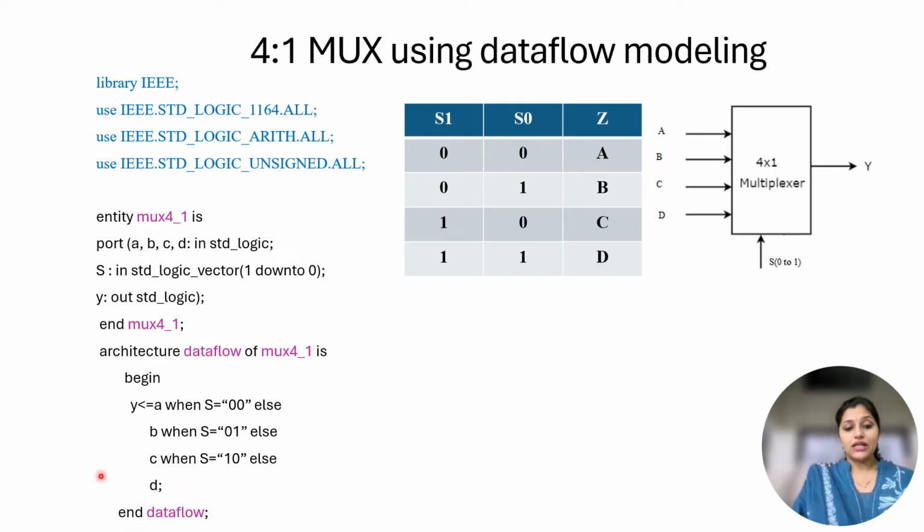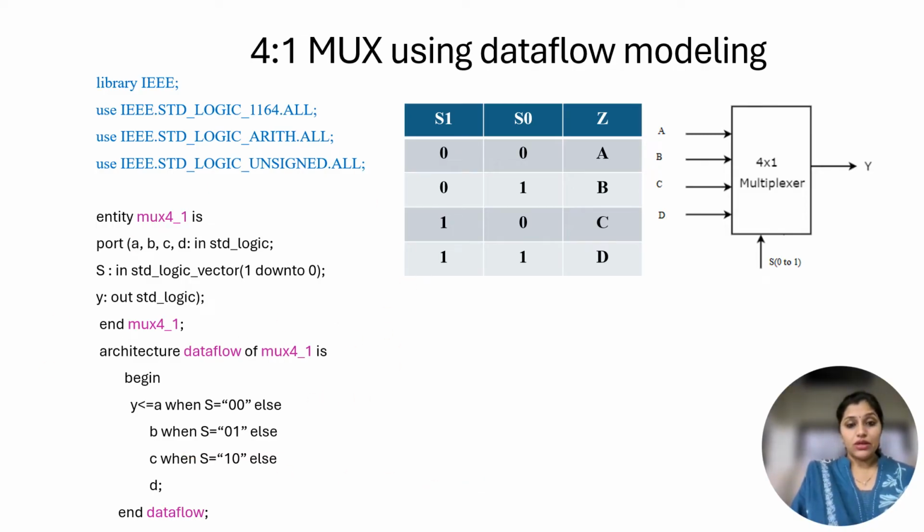End architecture name. In this way, we write VHDL code using data flow modeling style, either using the when statement or case statement. You must remember data flow modeling is a concurrent modeling style. It means whichever statements we write in the architecture, all of them will execute parallelly.